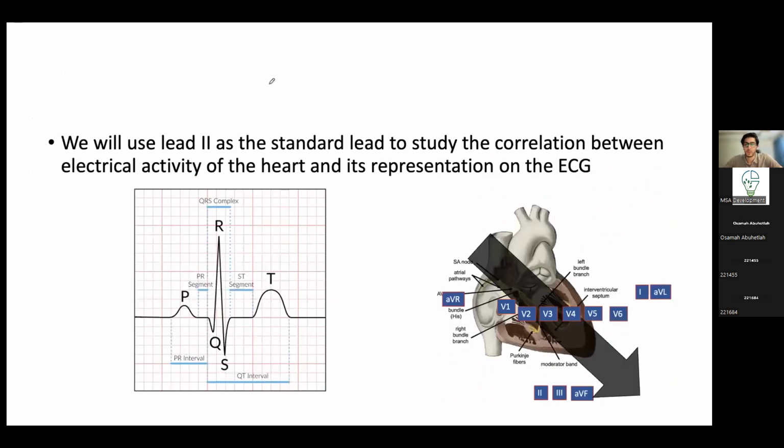Before we move on, just know that we are going to use lead 2 as the standard lead to study everything from now on. When you see an ECG like this, it is most likely taken from lead 2. That's the standard, characteristic, cliche look of an ECG that you find everywhere. And if you remember, lead 2 is basically looking at the electrical activity from below. Remember that this is our lead 2, so our cameraman is going to be here.